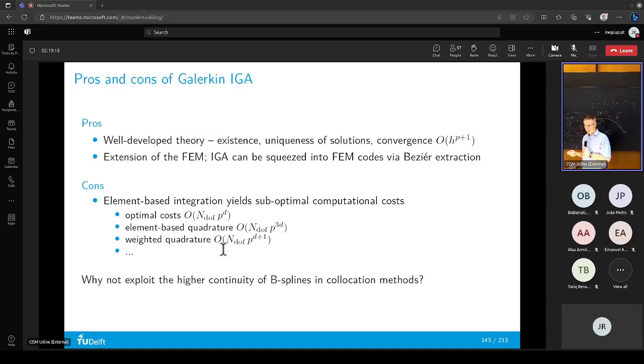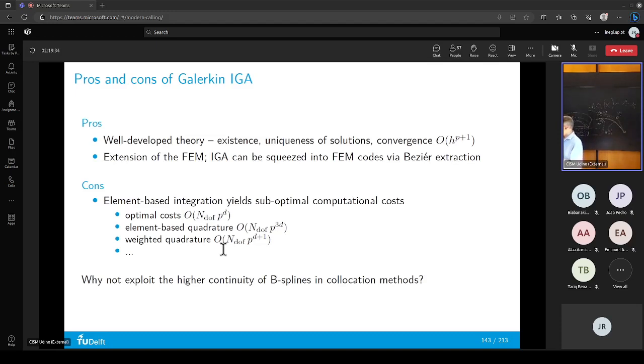And I'm not sure, have you heard about collocation methods? Who knows collocation methods? Okay, they are somewhat not so popular in FEM. Is it okay if I say that? Not so popular in FEM.